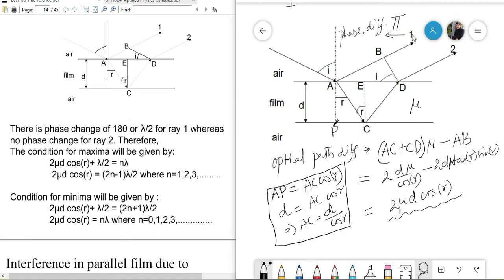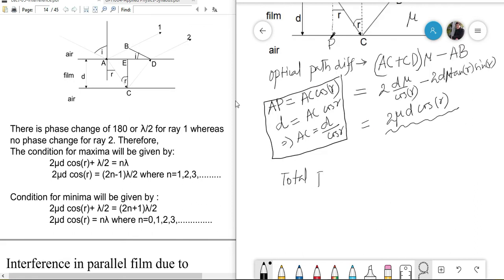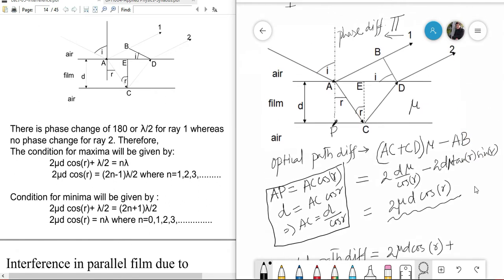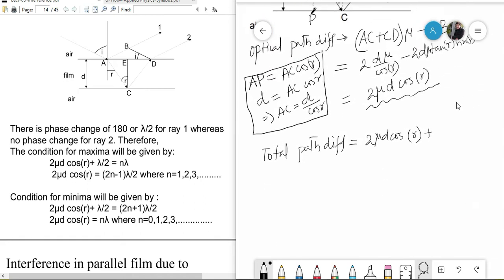So if there is a phase difference between 1 and 2, that would also correspond to a path difference. Phase difference and path differences are equivalent. We can convert one into another. So path difference is 2 mu d cos r, and then the path difference that is created due to this phase difference between 1 and 2. So the phase difference is pi. So phase difference of pi is equivalent to a path difference of lambda by 2. So this is the total path difference between the ray 1 and 2.